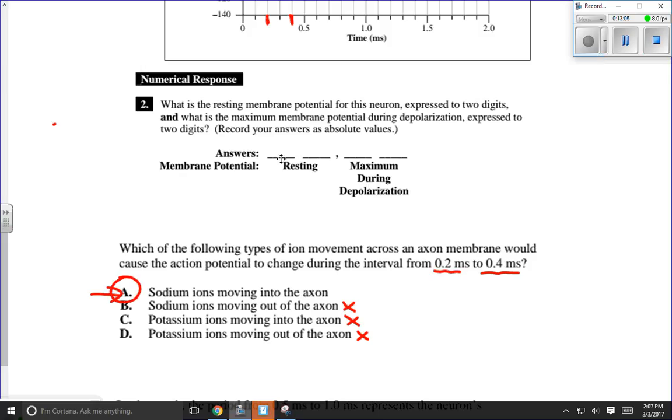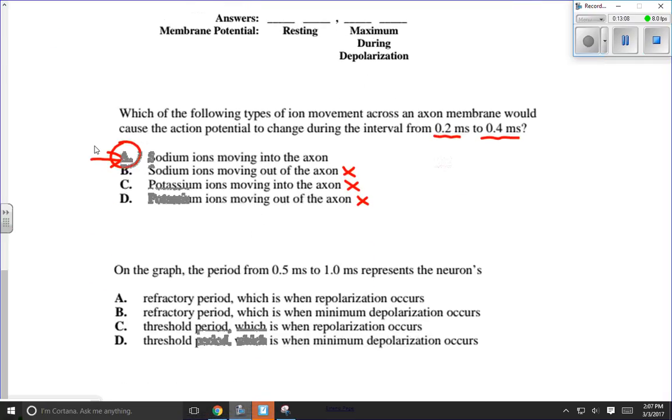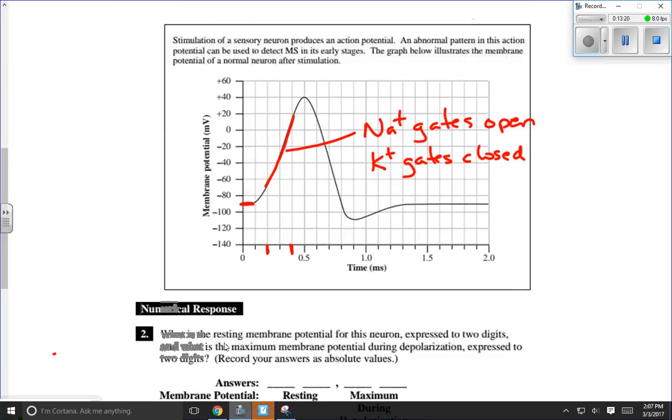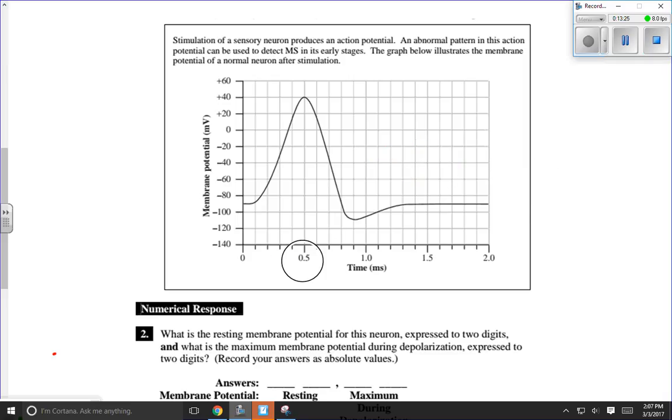All right, there is yet one more follow-up question here. On the graph, from 0.5 milliseconds to 1.0 milliseconds represents the neuron's what? So let's take a look at the graph from 0.5 to 1 millisecond. So let's clean up this graph a little bit. All right, so we want from 0.5 to 1 millisecond. So we're looking at this right here, which we said was repolarization.